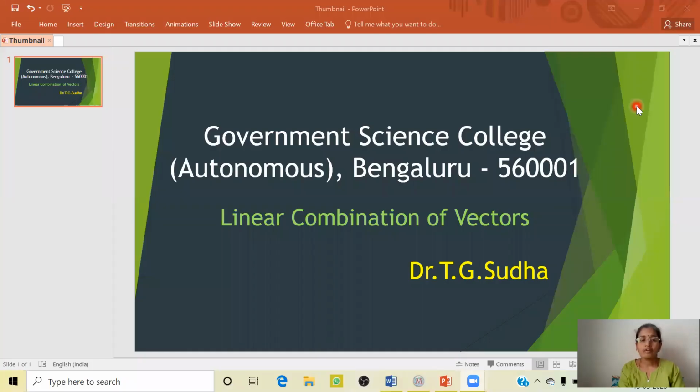This is Dr. Sudha from Government Science College, Autonomous, Bangalore. Today's lab topic is linear combination of vectors.